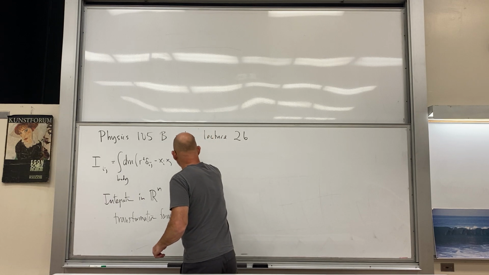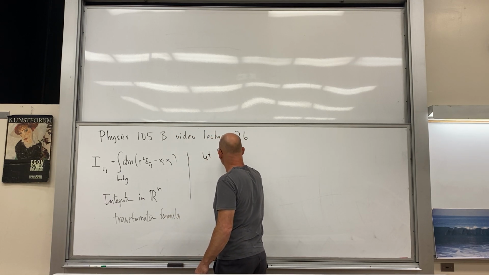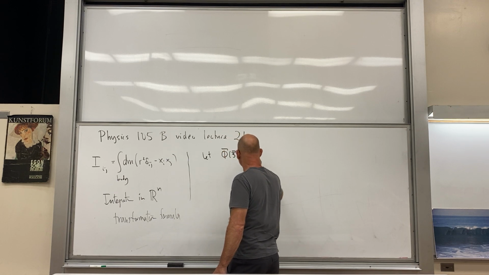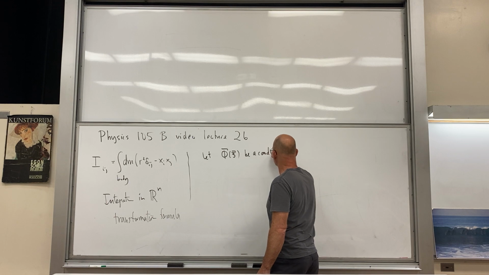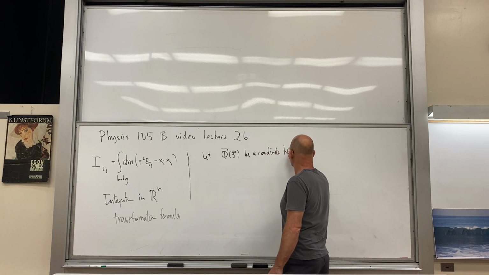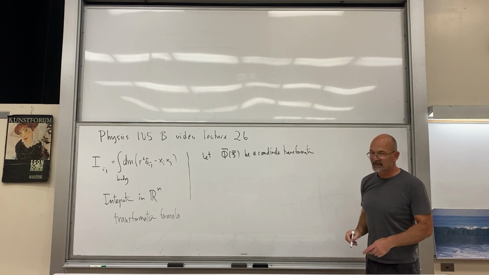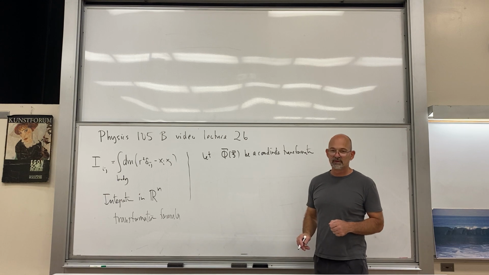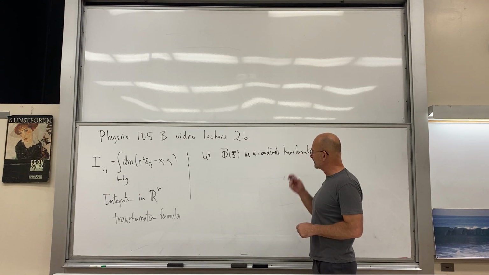So how did this go here? We had, let phi of c be a coordinate transformation. And I gave examples last time, and I'm going to give examples again. Plane polar, spherical polar, cylindrical would all be transformations.